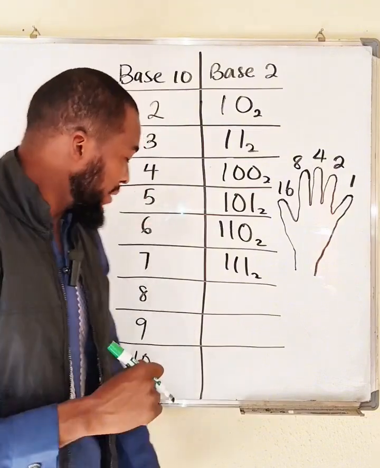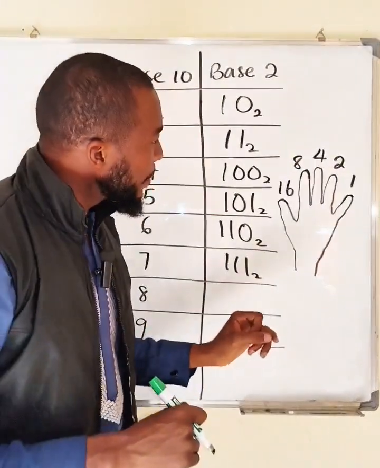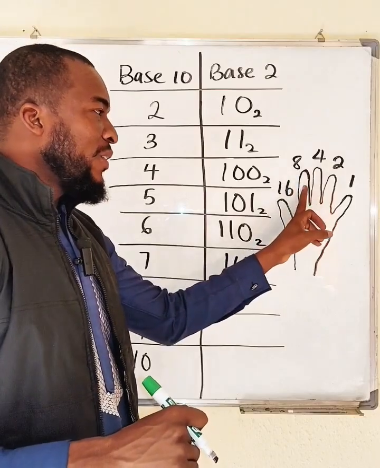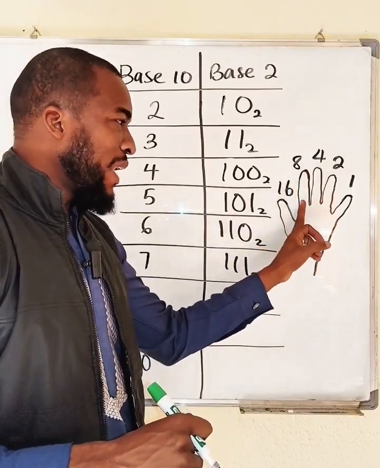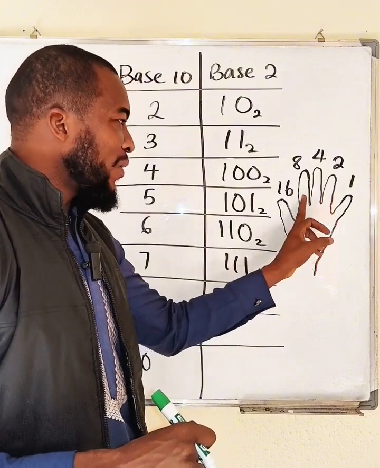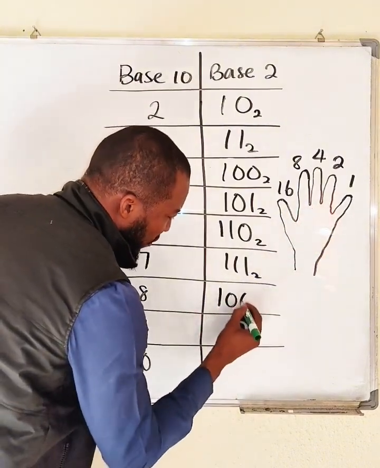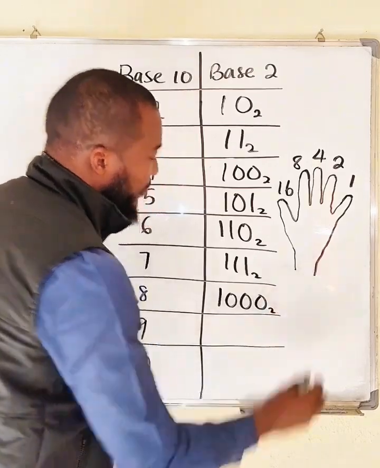You can confirm that. 8. I know, yeah, we have 8 here. So it will be 0, 1, 0, 0, 0. But I'm not going to consider the first 0 here. Rather, 1 and 3 zeros. 1, 0, 0, 0 in base 2.